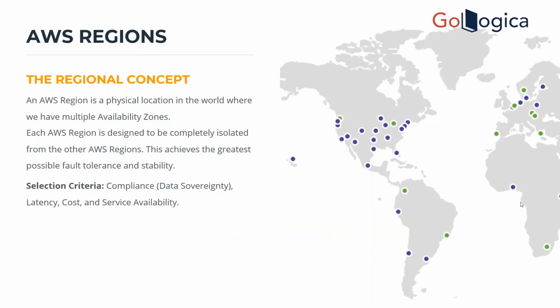Egypt, Morocco. I don't see anything close to Egypt or Morocco. There's no region over there. So we can now put an edge location there, so that it will be close to them, since we may not have a region there. Yes, correct. Very good question.